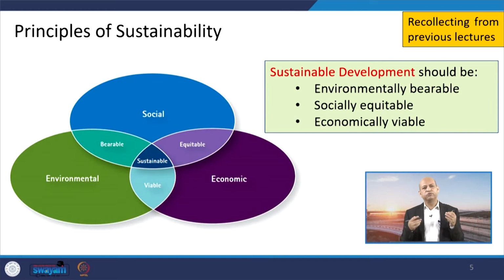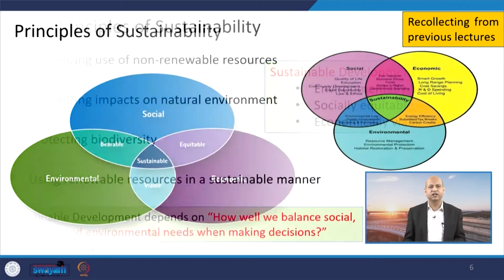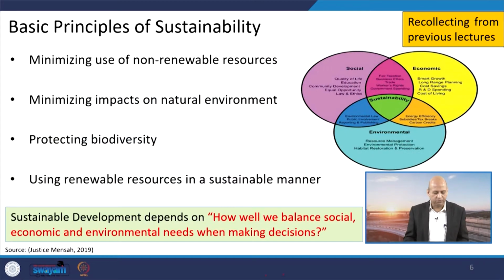When we talk about principles of sustainability, again we try to encompass all three pillars: social, environmental and economic aspects. We have to see that this particular project, or whatever technology we are trying to implement, is environmentally bearable, socially equitable and economically viable. Those are the aspects we have to see to ensure that the sustainability related aspects are met properly.